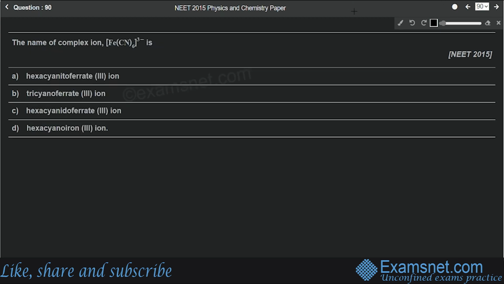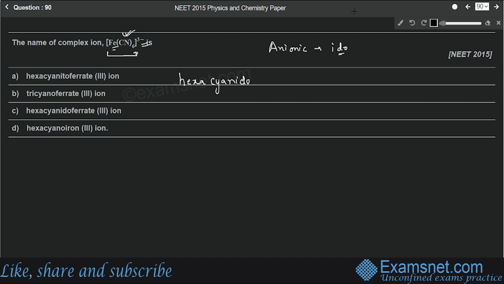Next question says the name of the complex ion [Fe(CN)6]3- is. So here the number of the ligands is 6, so we'll write hexa for that. Now the ligand, that is CN, cyanide, is present in the anionic complex, because here we can see a minus charge is there, and we know that when the ligand is present in the anionic complex, then the suffix ido is added to it. So it will become hexacyanido.